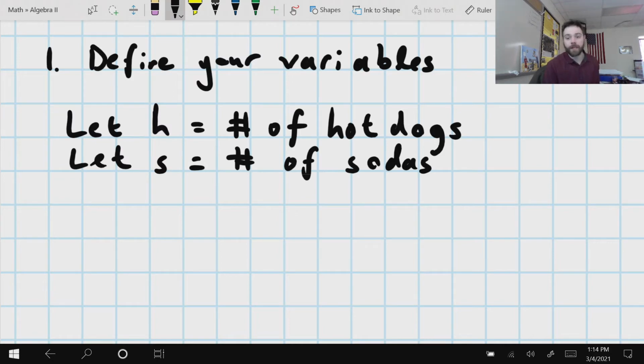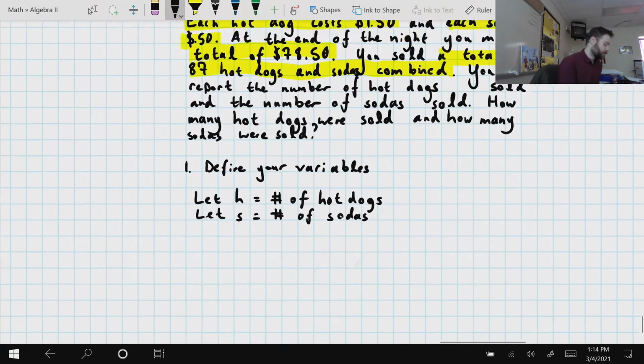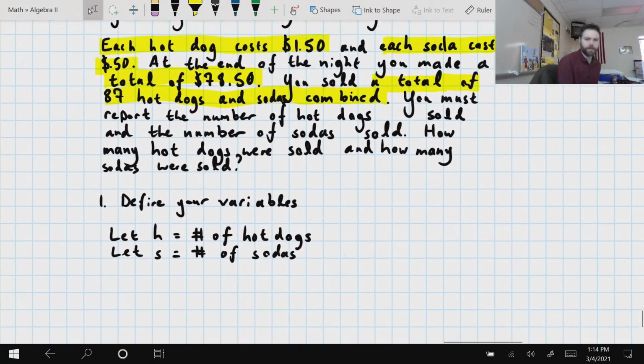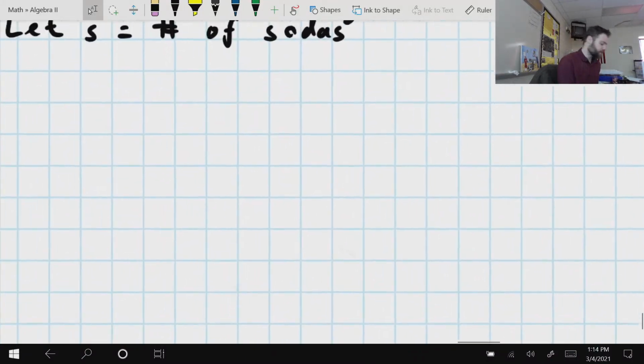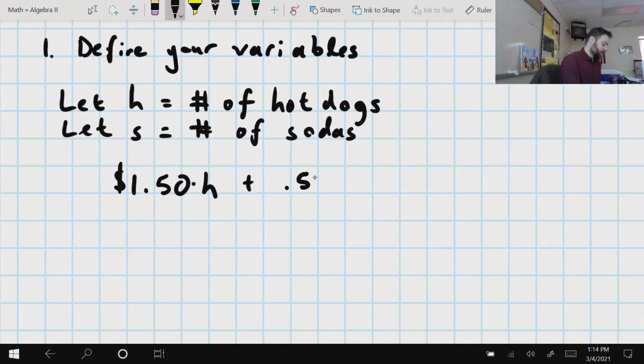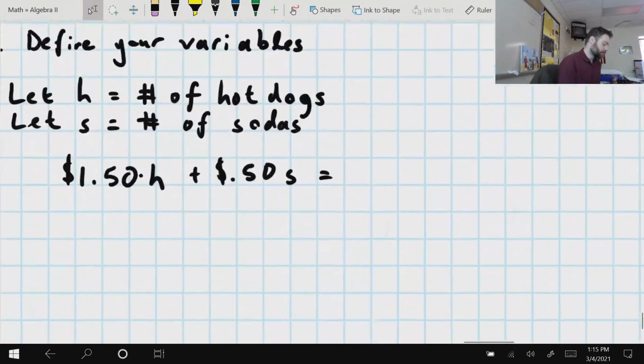And then from there, I'm going to set up equations in H and S. So the first thing we note is that each hot dog costs $1.50 and each soda costs 50 cents. So I'm going to write $1.50 goes with hot dogs. So the total amount that I've spent on hot dogs is going to be $1.50 times the number of hot dogs, plus 50 cents times S. And the last thing I'm going to say is the amount, which was $78.50.